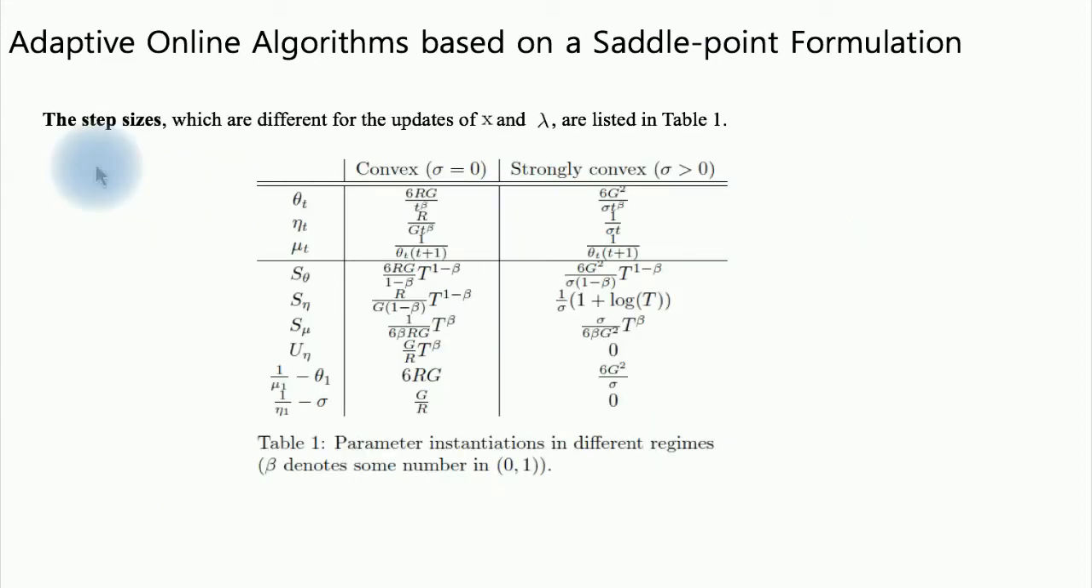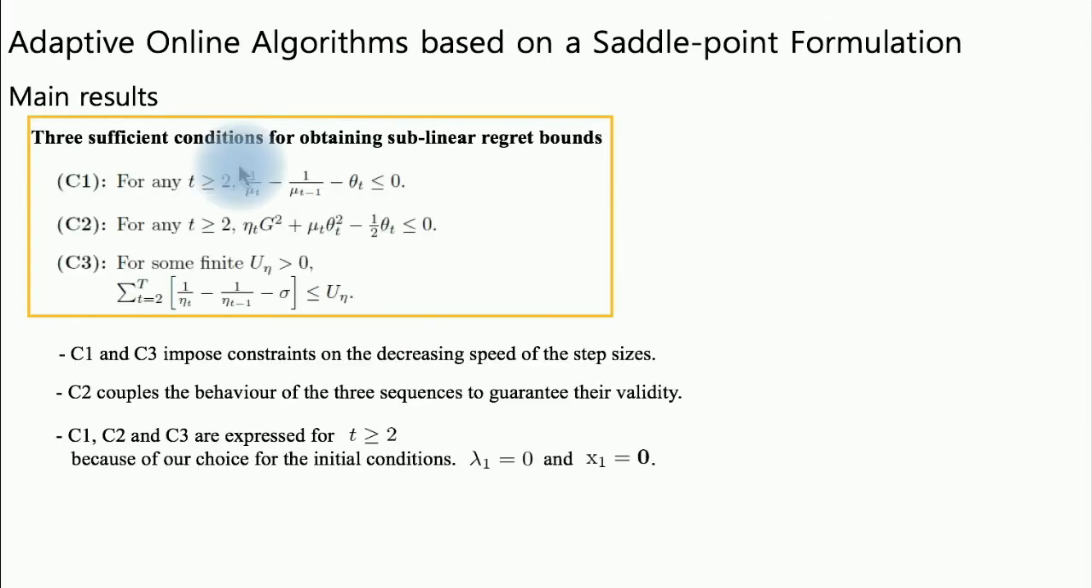The step sizes, which are different for the update of x and lambda, are listed in Table 1. The parameters are divided into two cases, one convex, another strongly convex. We provide the results from the analysis on the next slide.